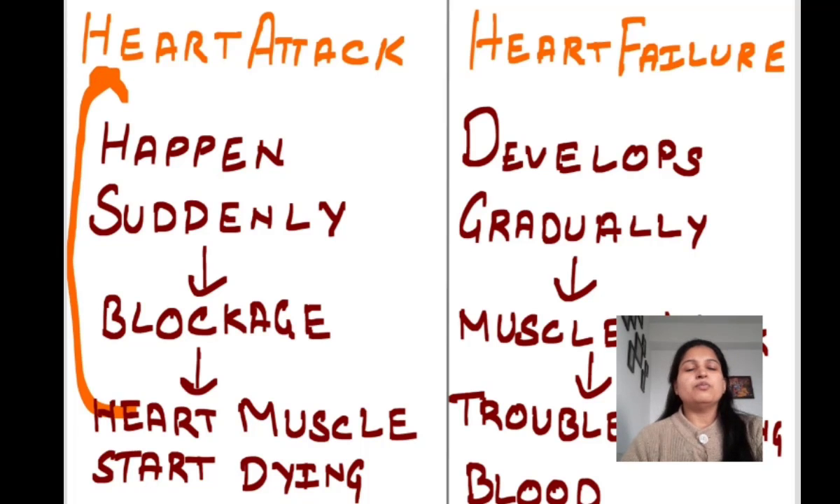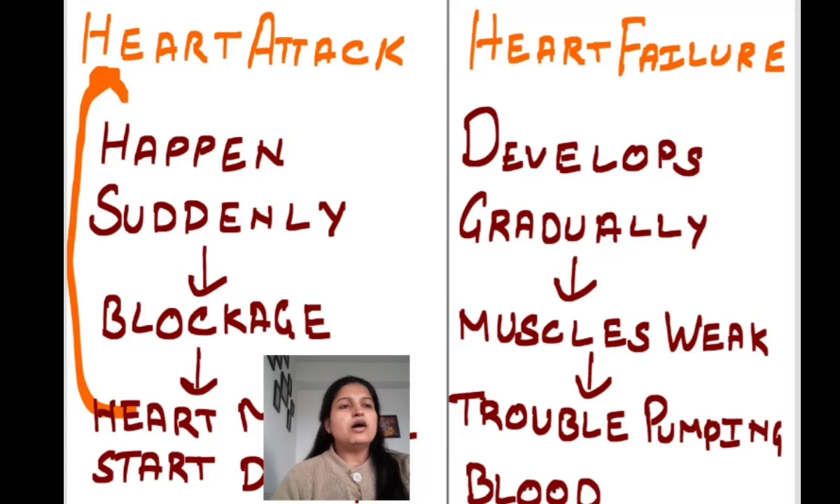Now the heart failure. So heart failure develops gradually. Like I have already discussed, the heart's basic function is to pump the blood to all the organs of the body. So if it is not doing its job, then it is heart failure, and it develops gradually. There could be various reasons behind the heart's improper functioning. The most common reason is weakening of the heart muscle, and when the heart muscles weaken, it causes trouble in pumping of the blood, and this leads to more complications or arrhythmic heartbeat.